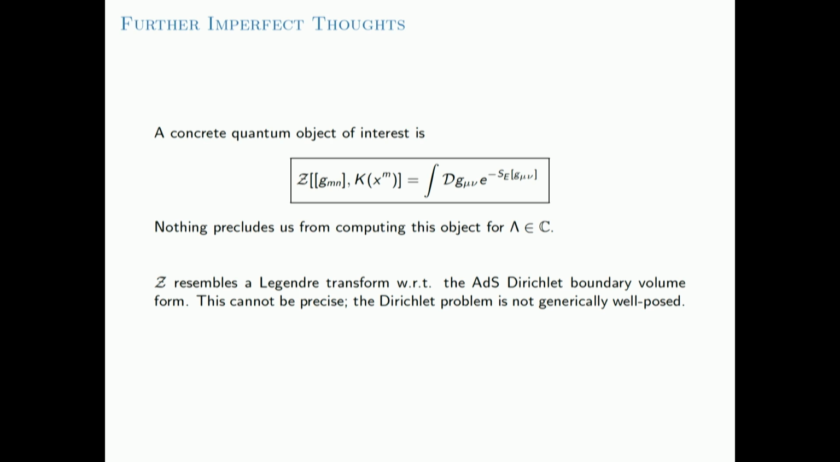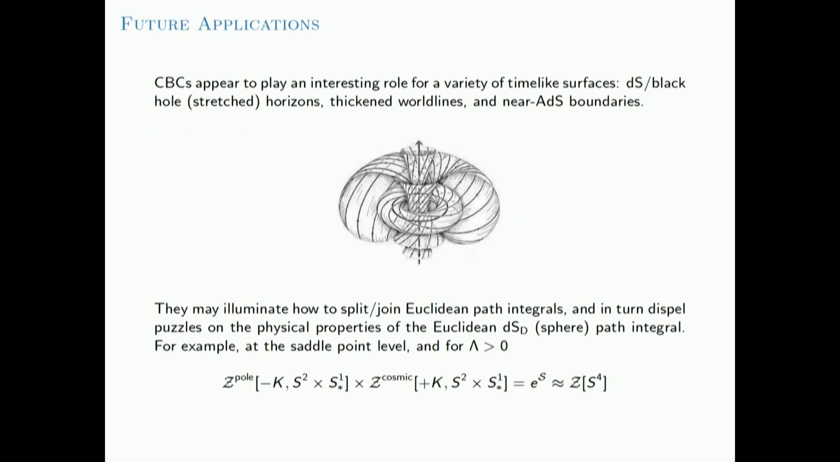So it's an interesting object that we can study in a broader set of theories than just negative lambda. It resembles, at least formally, a Legendre transform with respect to the AdS Dirichlet boundary volume form, because k is, in a sense, conjugate to the boundary volume form, and we're sort of doing a Legendre transform there. But due to these generic issues that I discussed, this can't be quite precise, because the Dirichlet problem is not completely well posed. And so I can't give you an explanation of that nature, at least in complete precision.